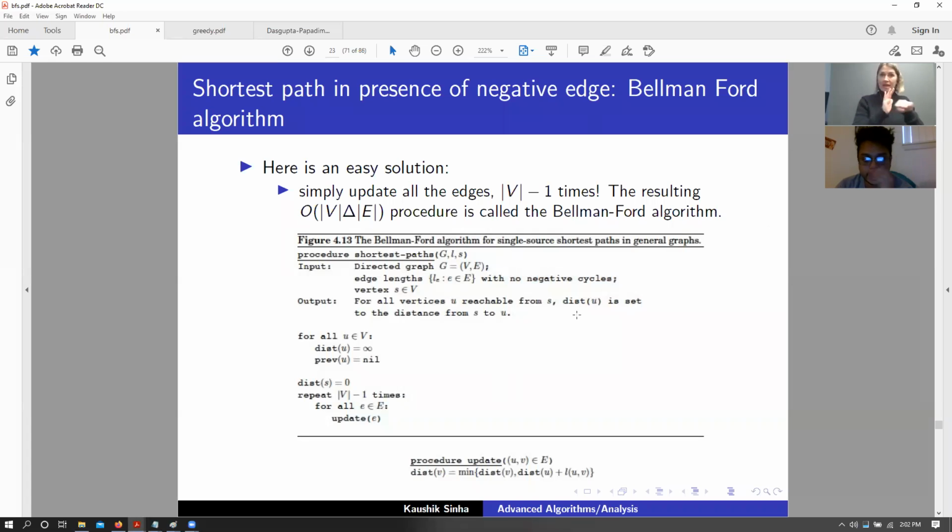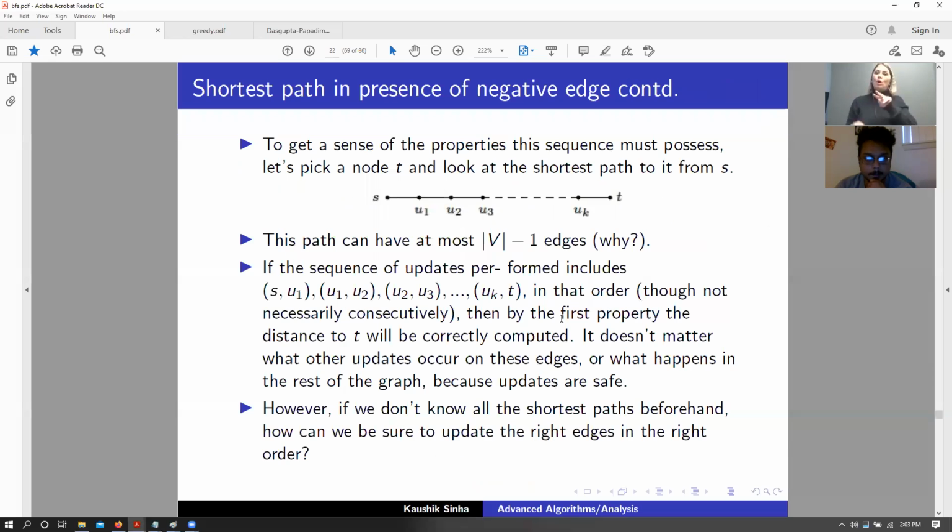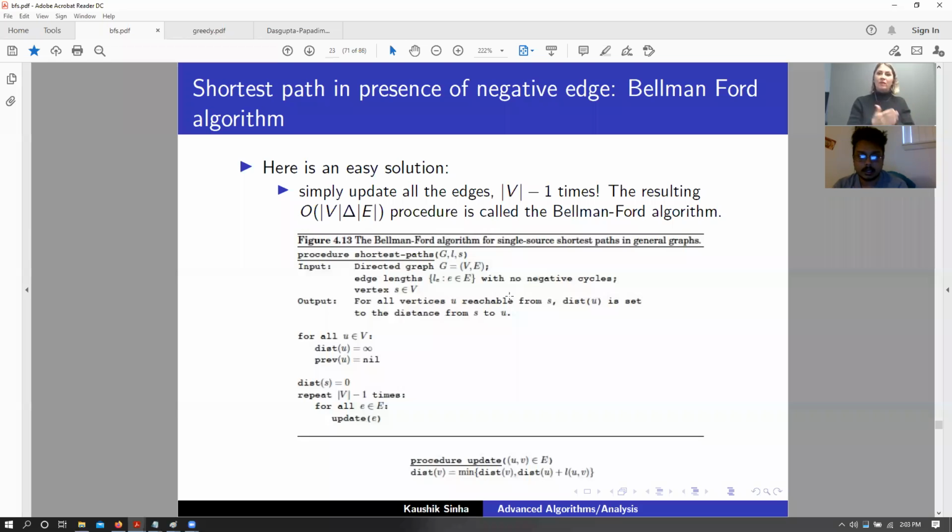Okay, so let's look at the algorithm in a bit more detail, and then we will go through a dry run for this particular algorithm. The input to this algorithm is essentially a directed graph, call it G, and the length of those edges. So essentially we are talking about weighted edges.